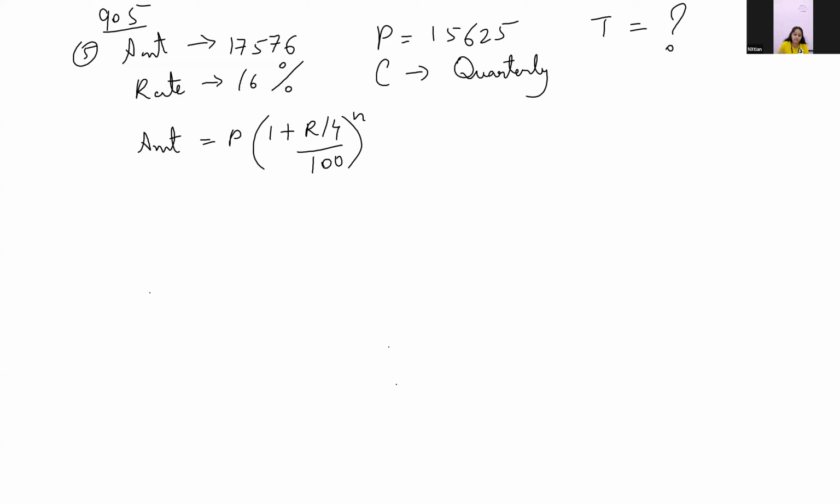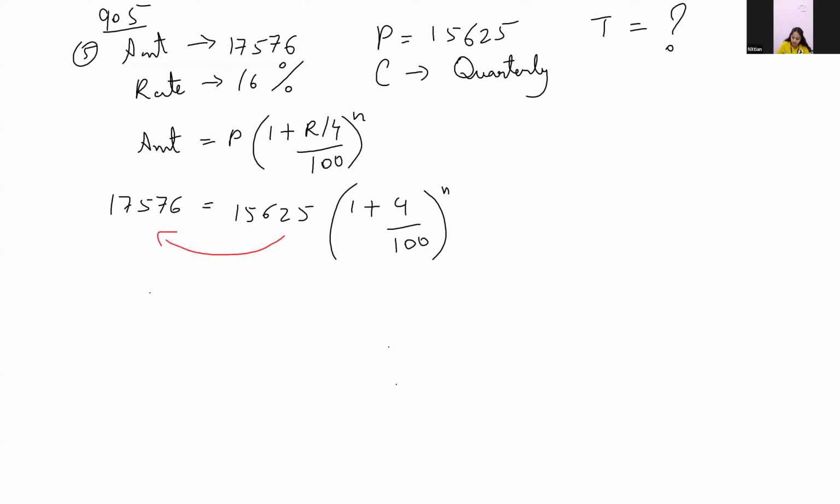Alright. So now let's put the values. Amount is 17576 equals principal 15625. Then 1 plus rate. I know the rate is 16, divided by 4. 16 by 4, we will get 4 by 100, raised to the power n. Now, like I said, this thing we will take on this side. So 17576 divided by 15625 equals 1 plus 4 by 100 raised to the power n.